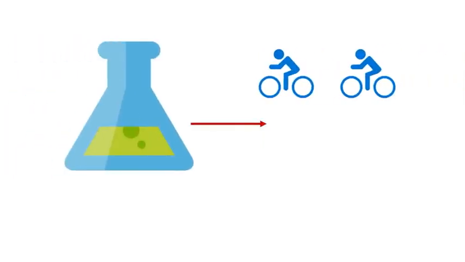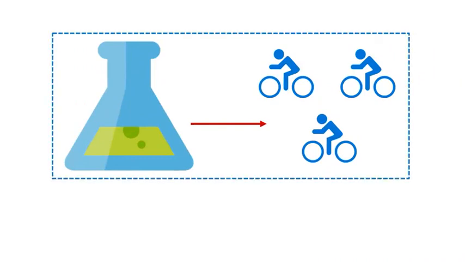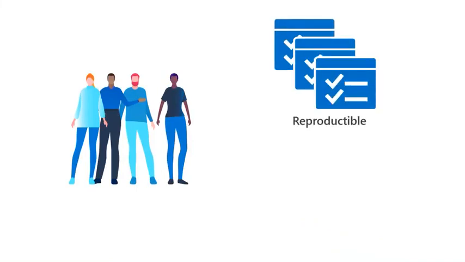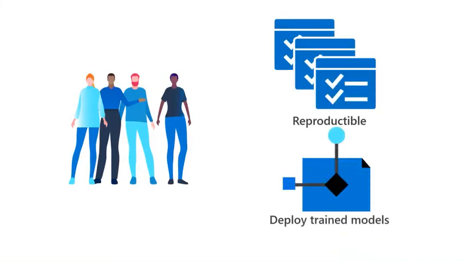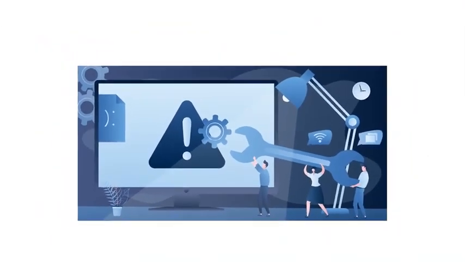Imagine that you work as a data scientist for a bike share company. Your team has started experimenting with machine learning algorithms to predict seasonal bike rental demand. Your team realizes that managing the machine learning workflow is challenging because of difficulty in tracking various experiments, ensuring that experiments are reproducible, and providing a standard way to package and deploy trained models.